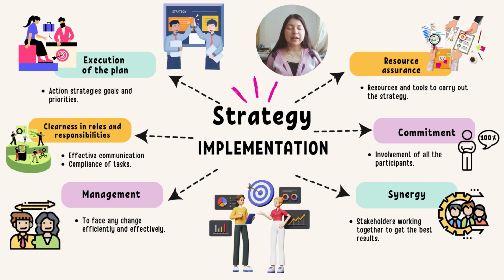Strategy implementation is putting the actual strategy into practice to meet the goals and objectives set in the previous stages of planning. During this implementation stage, there are some elements that have to be taken into account in order to make this process flow smoothly. The first one is the execution of the plan, which is to take into account the action strategies and goals, and have all priorities clearly set.